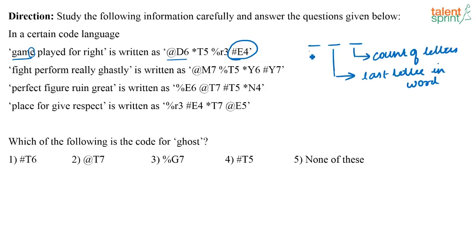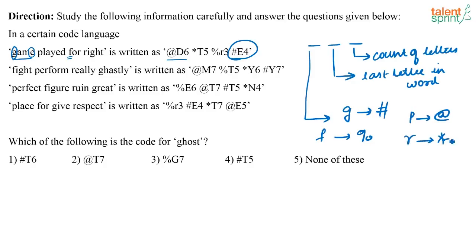Now, if you look at the symbol coding, the pattern that is being followed here is that for each first letter in a word, a particular symbol is being used. For example, if you take game, G is coded as hash. Similarly, if you take F, F is coded as percentage. See here, percentage R3. So F is coded as percentage. Or if you take P, P is coded as this, and R is coded as star. So this is the pattern that has been followed.